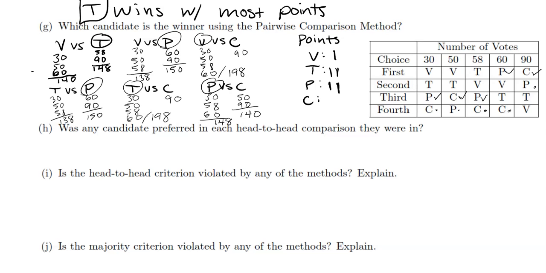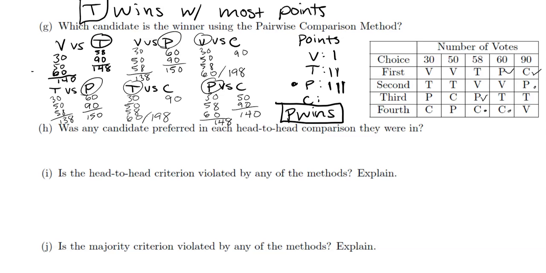So P is the winner there. Then looking at who got the most points, we see that P has the most points. They won the most head-to-heads, so P wins in our head-to-head comparison.